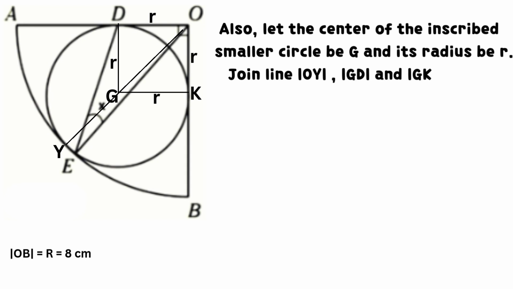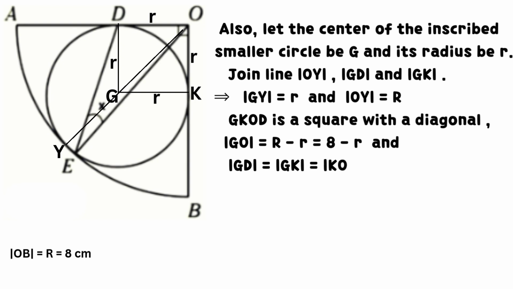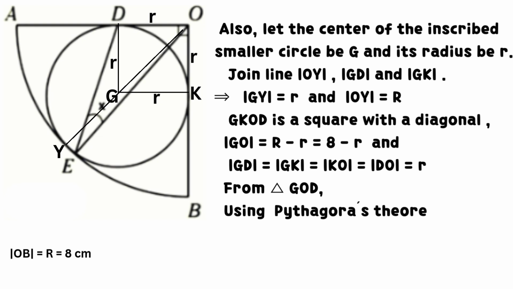Also, let the center of the inscribed smaller circle be G and its radius be small r. Join line OY, line GD, and line GK. It implies that line GY equals small r and line OY equals R. GKOD is a square with a diagonal. Line GO equals R minus small r, which equals 8 minus small r, and each of these listed lines equals small r, that is, the radius of the inscribed circle.